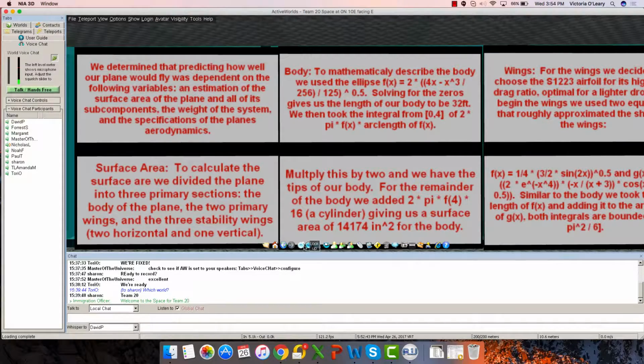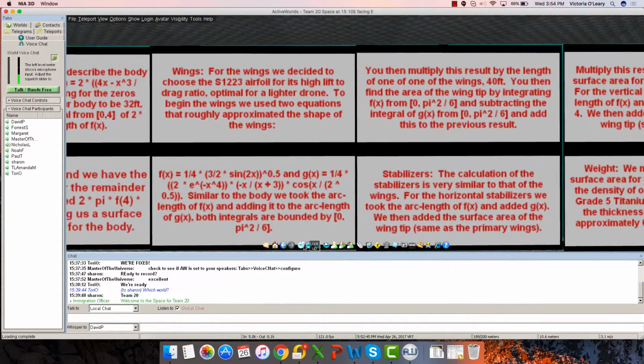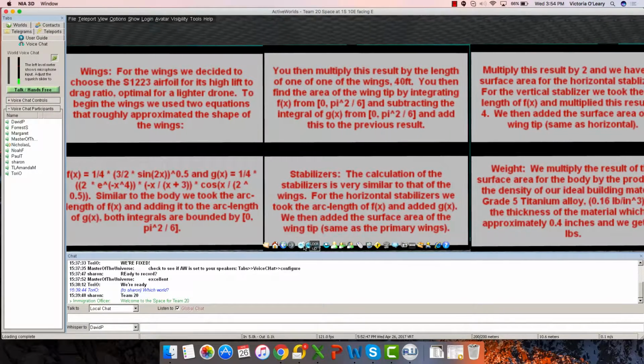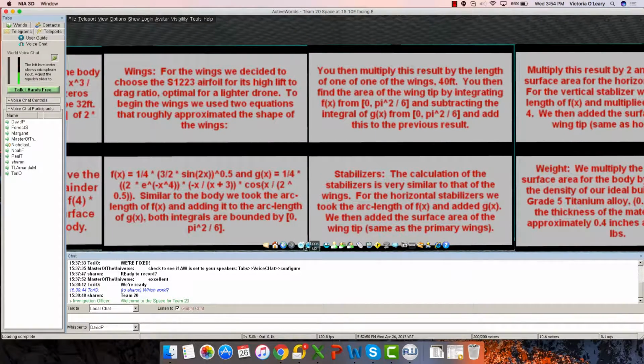For the wings, we used the S1223 airfoil, which gives a very high lift-to-drag ratio, and it also has a very low profile, so the wings will not weigh much, so it's optimal for drones or gliders.